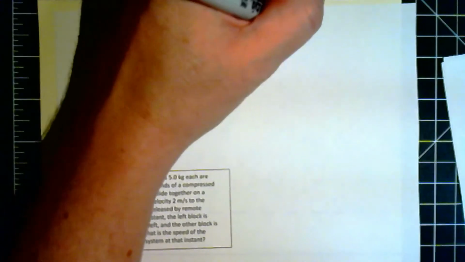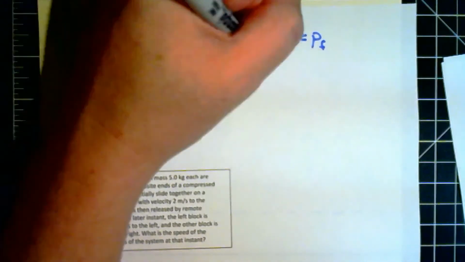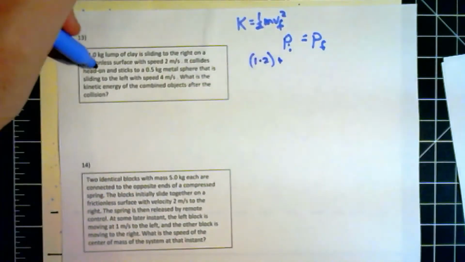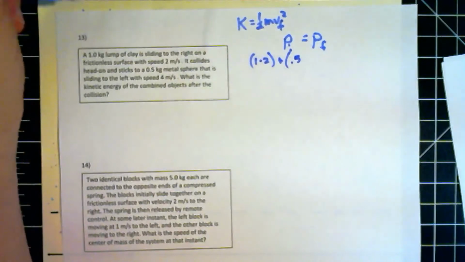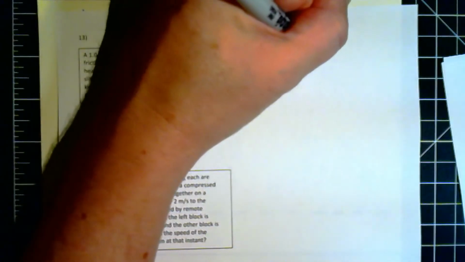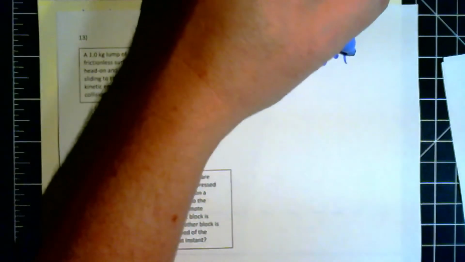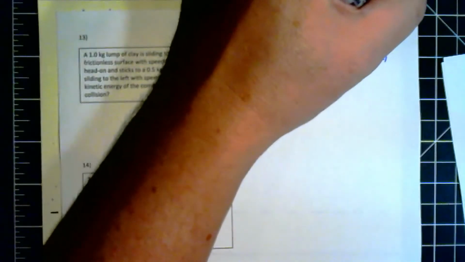So we're going to do that using momentum. P initial equals P final. My initial momentum is 1 kilogram times 2 meters per second, because that's its initial speed. It collides and sticks head on to a 0.5 kilogram metal sphere traveling to the left. So that's a negative 4 meters per second. And that's going to equal, because they stick together, their combined mass, because it's inelastic, times V final.